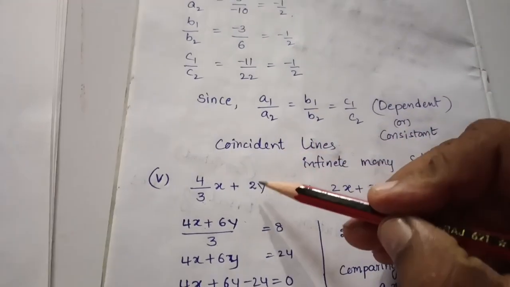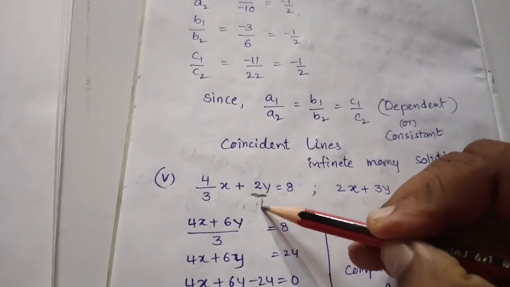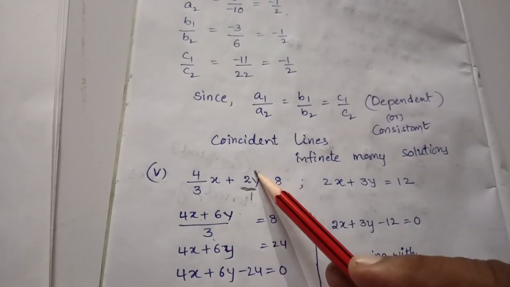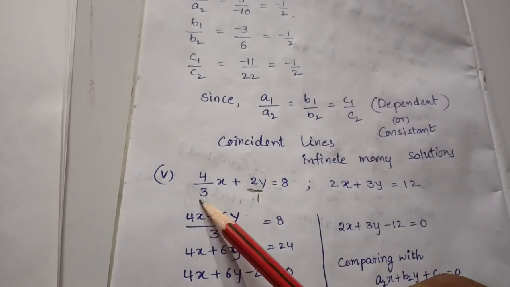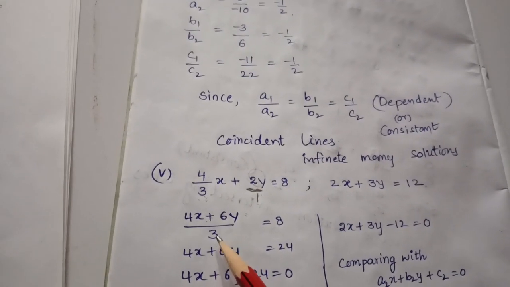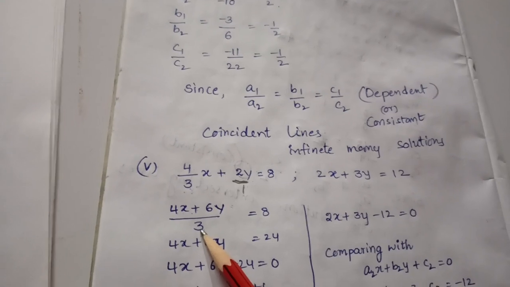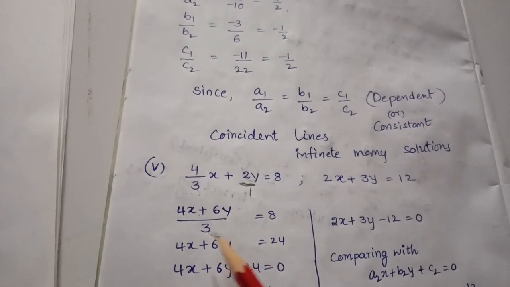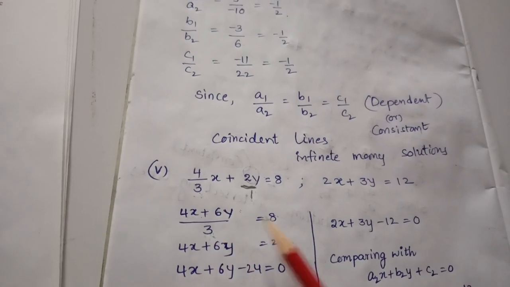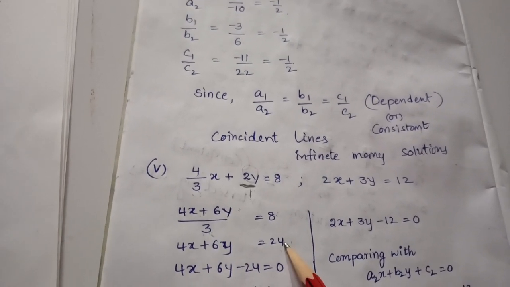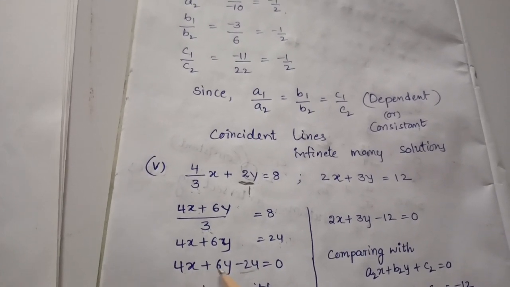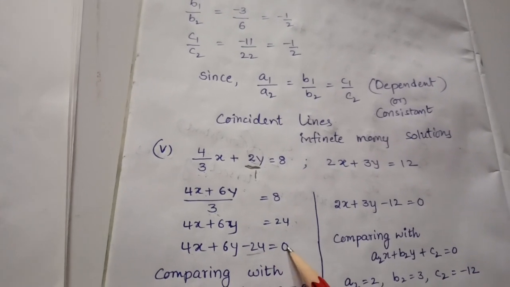Okay, this means here the denominator is 1. 3 ones are 3. So 1 into 3 is 3. So multiply 2y with 3. So 2y into 3 is 6y. Now transposing 3 to the RHS, 3 8s are 24. Multiply. 3 8s are 24. 24 transposing to the LHS, plus 24 becomes minus 24. So totally 4x plus 6y minus 24 equals 0.